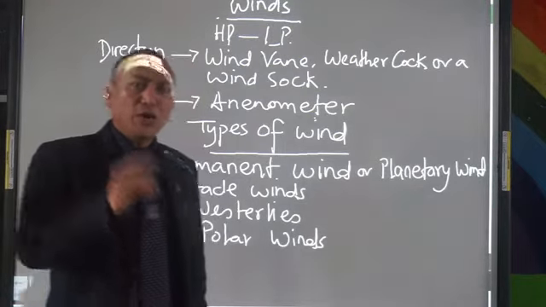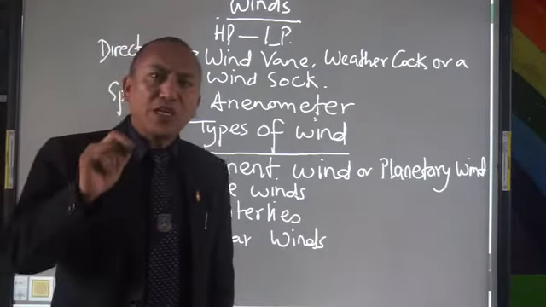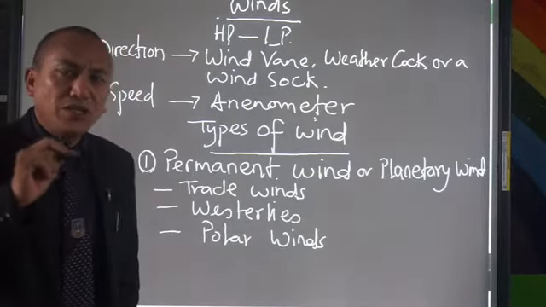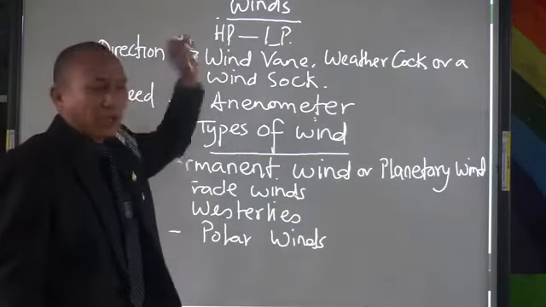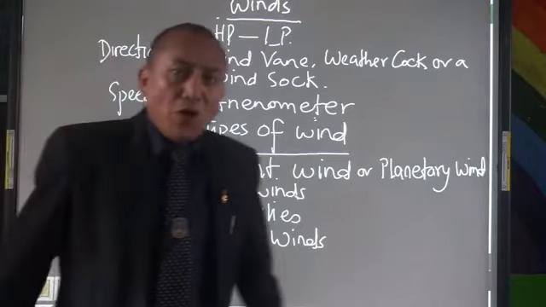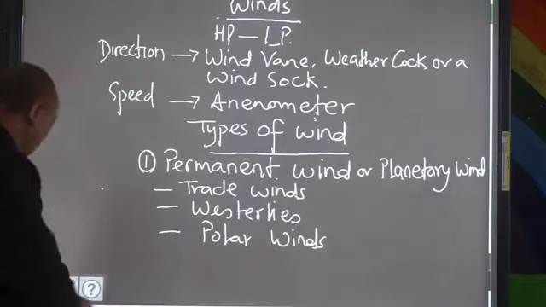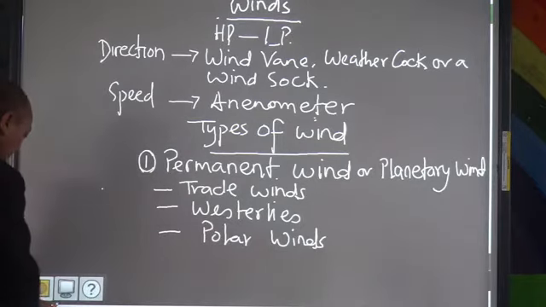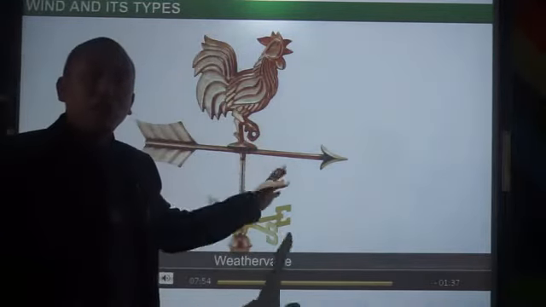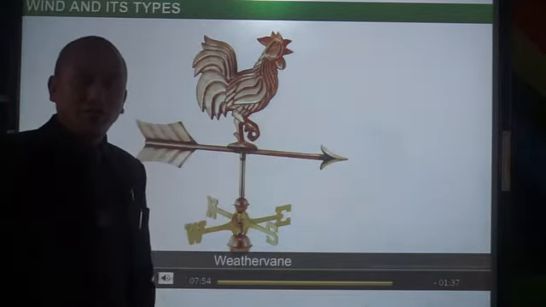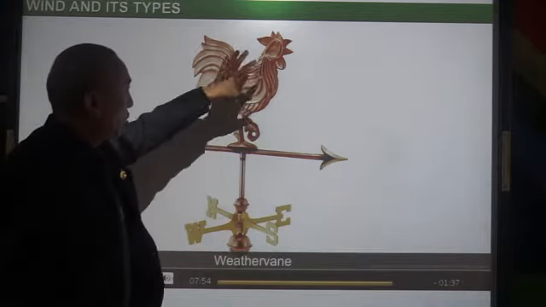So as I was saying, wind is the horizontal movement of air from a high pressure area to a low pressure area. Now, the wind is measured by an instrument called the wind vane. I would just like to show you this. See, this is the instrument that is used to measure the wind. It's called the weathercock. This is the weathercock on top.